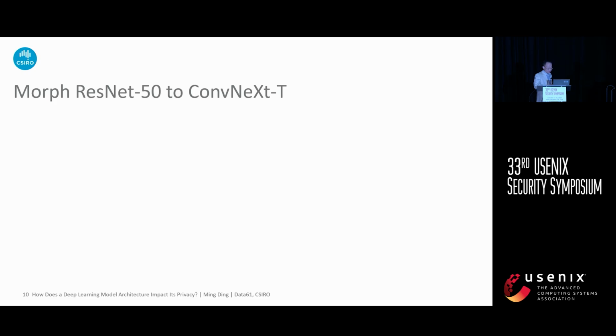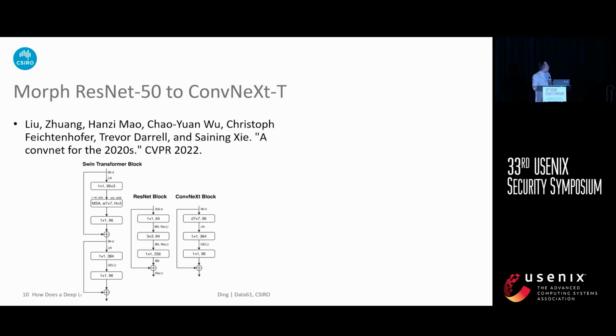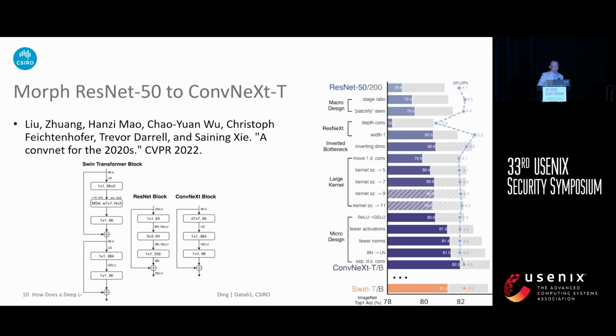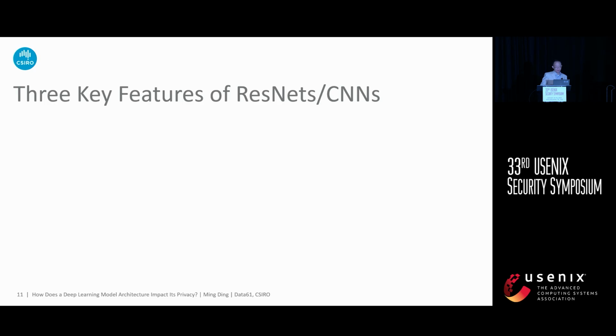Here, let me show the key paper that inspired our work. In this CVPR 2022 paper, the authors proposed a method to morph a ResNet 50 network into a ConvNeXt T network. ConvNeXt T is a transformer-like network. This paper contains lots of details regarding how to do the transition or the model morphing. Due to time limitation, we cannot explore the full details. But here, I do want to comment on the intuitions of why we can do this. In other words, I would like to show the connections between convolutional networks and transformer networks and show that they are not that different. In order to explain that, I would like to show three key features of ResNet or convolutional networks.